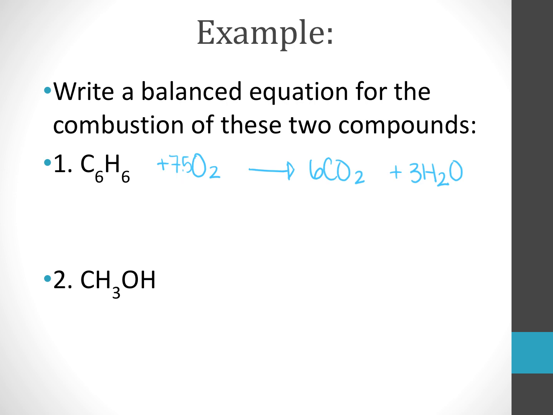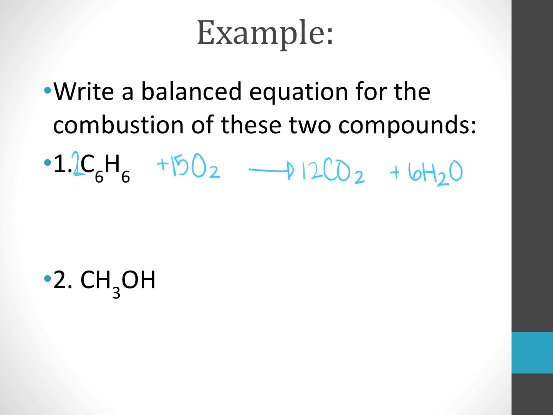So the final step is just going to be doubling the coefficients. So I'm going to erase my originals, and now I'm just going to double it. So if there's no coefficient written, the number 2 is implied. Then I'm going to have 15, 12, and 6.